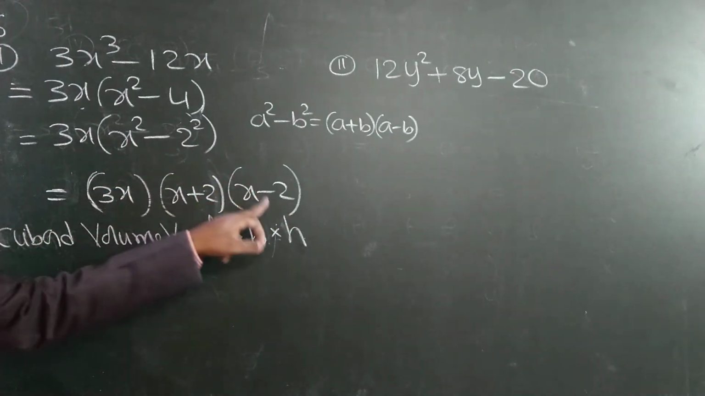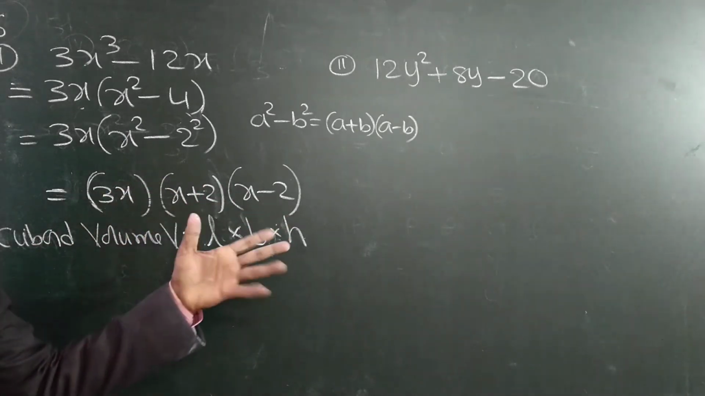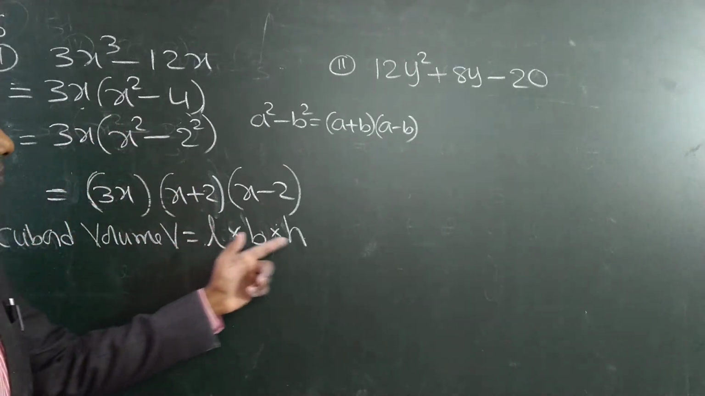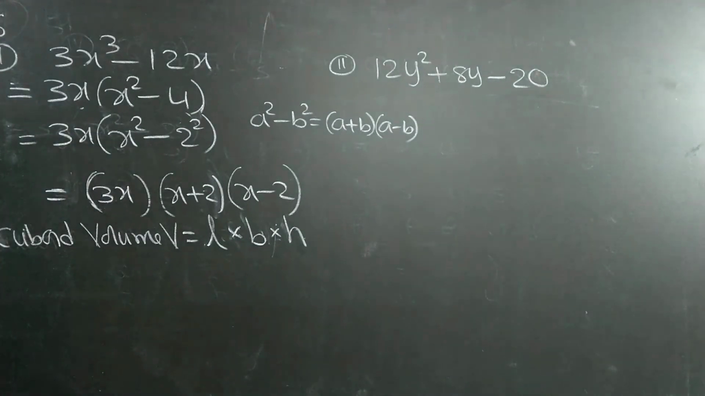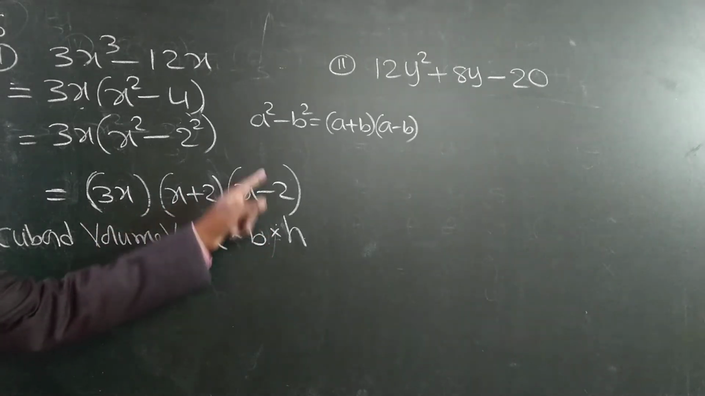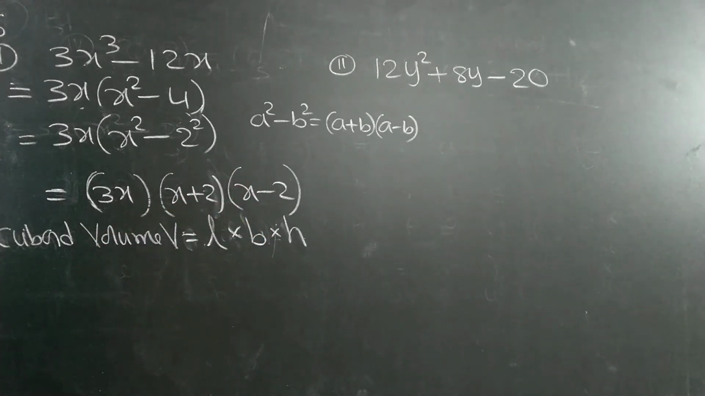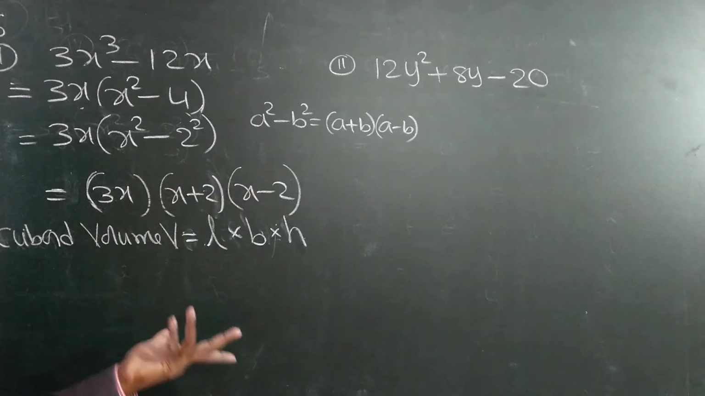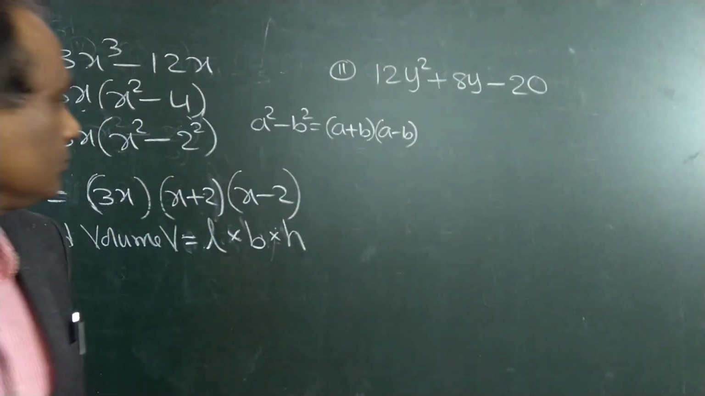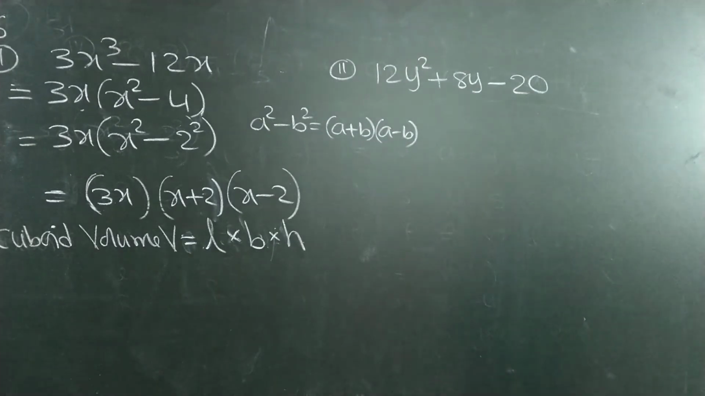Length into breadth into height. Which is length, which is breadth, which is height? We don't know. Just one will be length, one breadth, one height. This is length, this is breadth, this is height in the same order, that is one option, or this may be the length, this may be the breadth. Any order, we don't know, so just write it down. You can leave it here. In the form of three factors, we have to find.